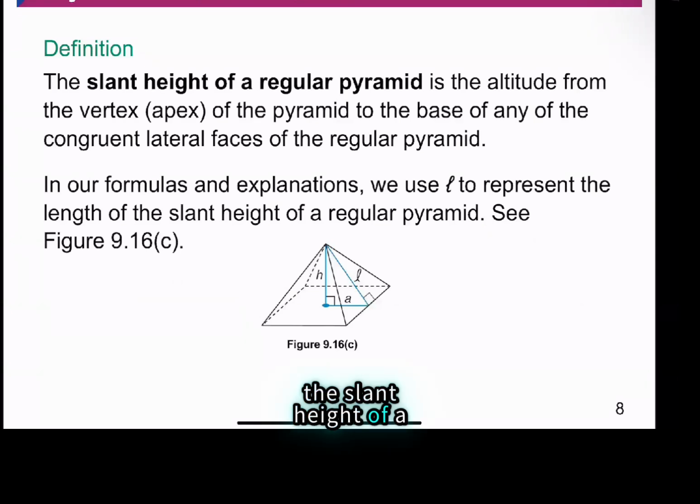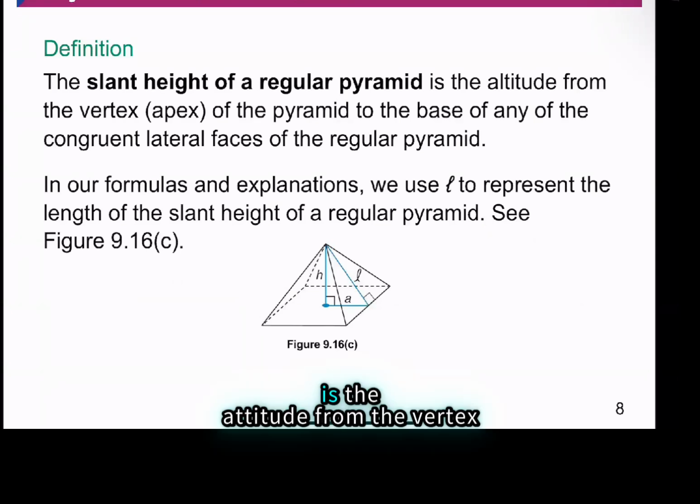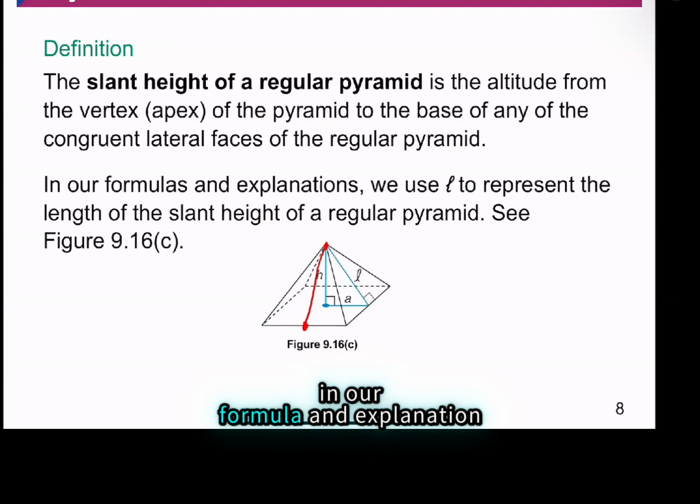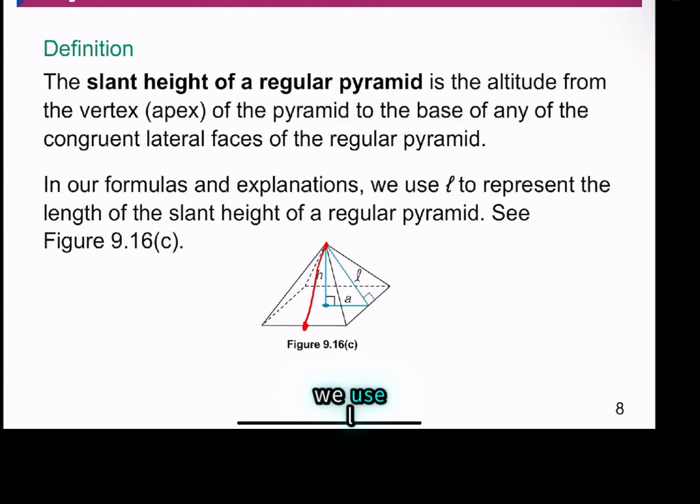The slant height of a regular pyramid is the altitude from the vertex or the apex of the pyramid to the base of any of the congruent lateral faces of the regular pyramid. So from the vertex to any of the base edges of the lateral faces. In our formula and explanation, we use L to represent the length of the slant height of a regular pyramid.